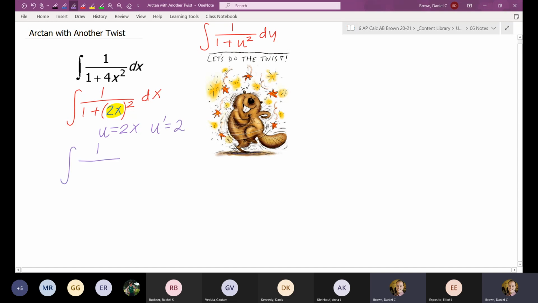Many of you could skip this step. I'm going to write it out. We have 1 plus u squared. dx is du over u prime. And now I can go ahead and integrate it.